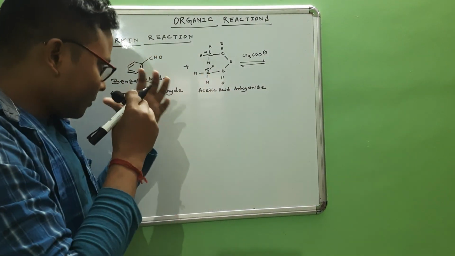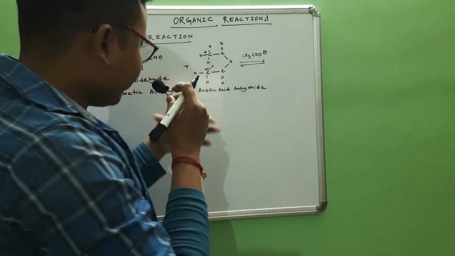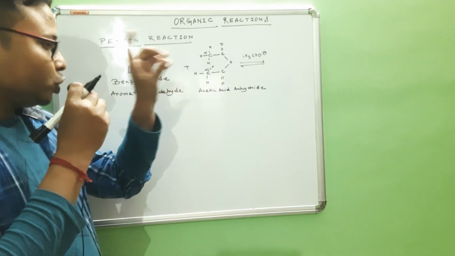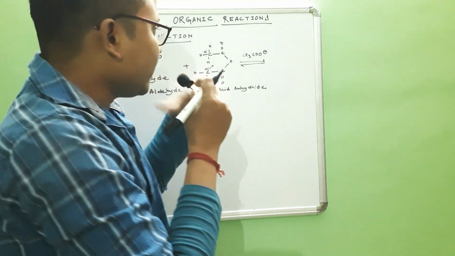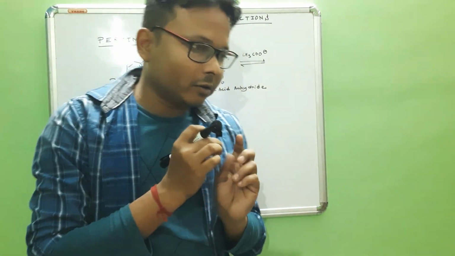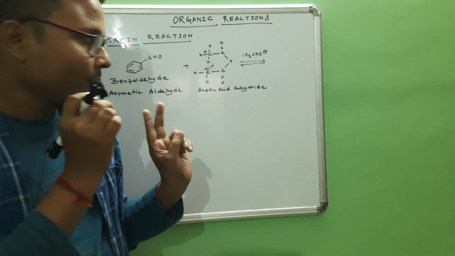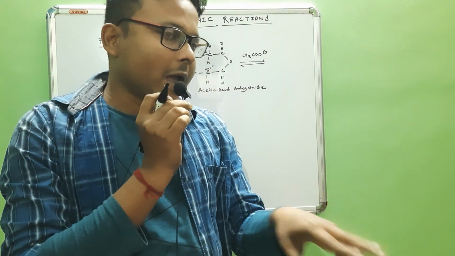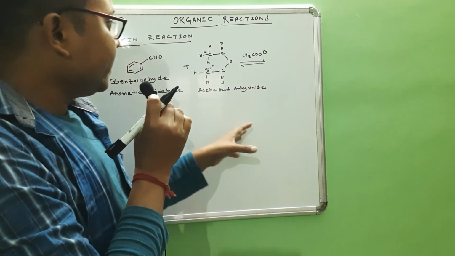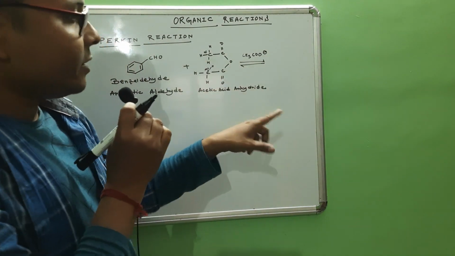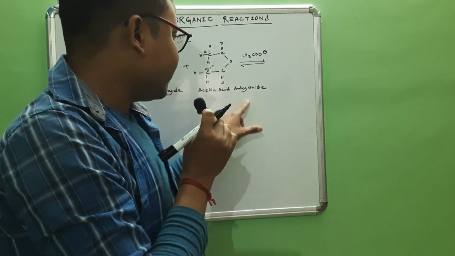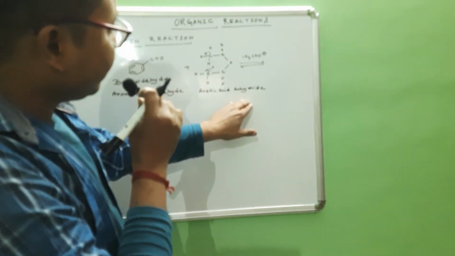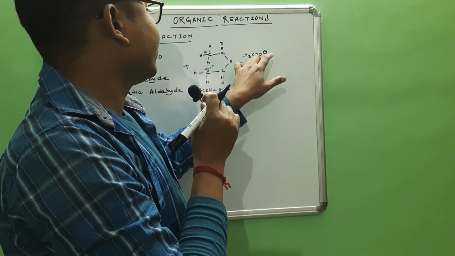So the anhydride you take should contain more than one alpha hydrogen atom, at least two alpha hydrogen atoms, and you should take the corresponding carboxylate ion of this acid anhydride. Here we take acetic acid anhydride, that's why we take acetate.